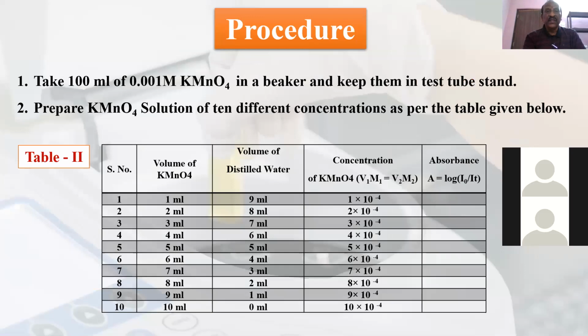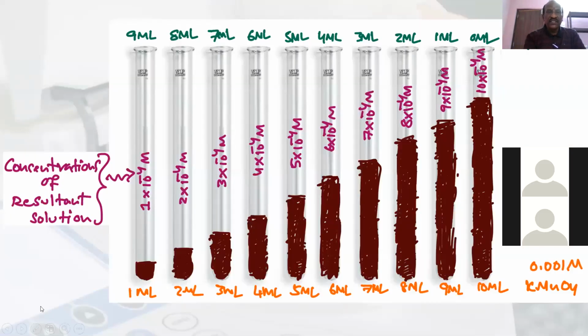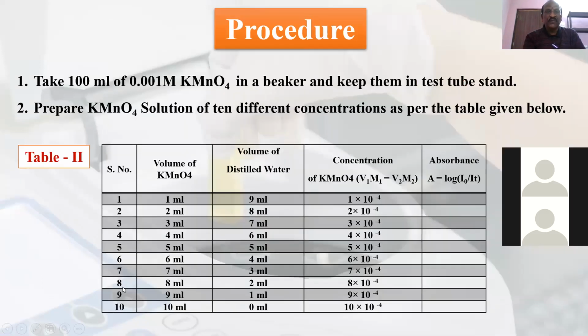Now, what we have to do here is very important. First we take 10 test tubes. In the first test tube, we take 1 ml of KMnO4 and 9 ml of distilled water. In the second test tube we take 2 ml of KMnO4 and 8 ml of distilled water. Like 3 ml and 7 ml, 4 ml and 6 ml. Like this we take 10 test tubes of KMnO4 solution with different concentrations.